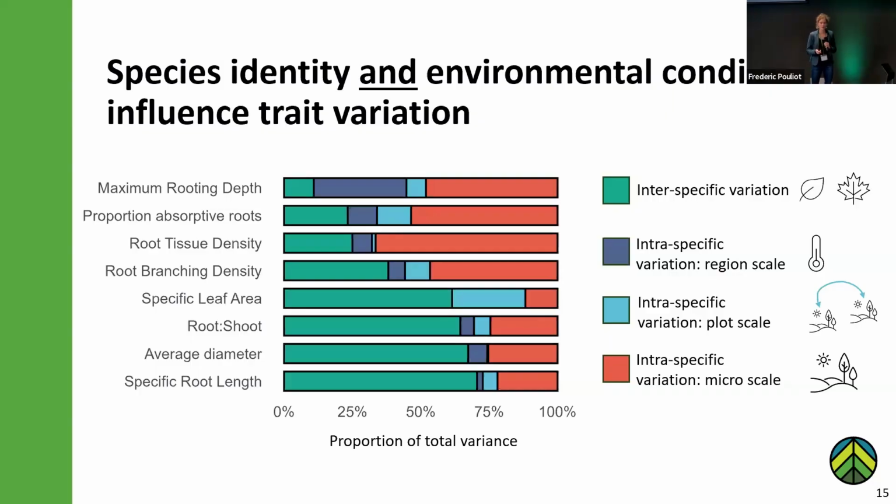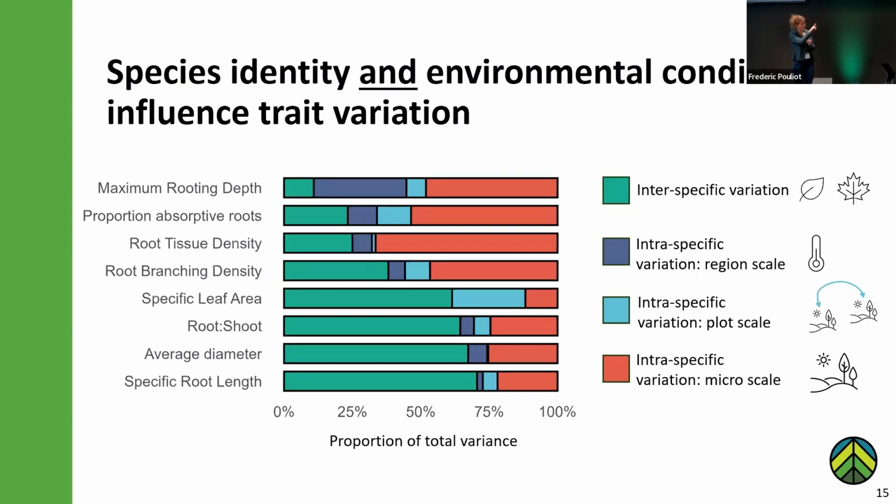Finally, we did a variance partitioning to see how much of the trait variation could be attributed to interspecific variation and intraspecific variation at different scales, so at the plot scale and at the region scale. What we see is that for some traits, the green area dominates. The green area represents the interspecific variation. This is good because it means that the species are really distinct from each other.